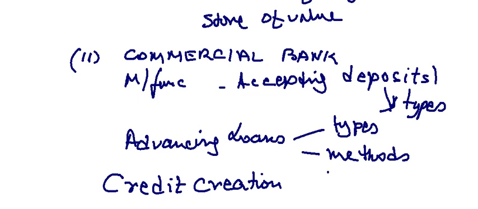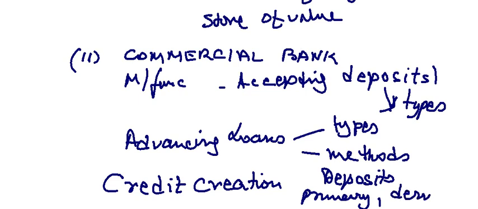So when you talk about deposits here, when you put money, deposits will be considered as primary and derivative. So what are primary and derivative deposits? These are keywords. Of course you will study the same thing in detail when you go to the chapter.